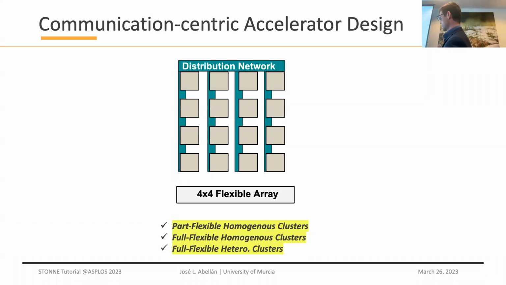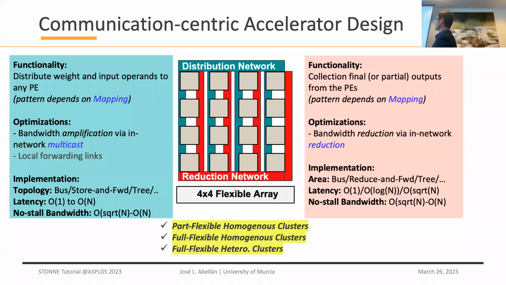But what about the collection network or the reduction network? In this case, again, we need to collect final or partial outputs from multiple processing elements at the same time. We have many different options in terms of topology that we can implement here in order to provide the lowest latency and the highest bandwidth, or implement some optimization in terms of in-network reduction. For example, in the TPU, you are temporarily, spatially accumulating, reducing the elements that are produced by a single column before the last processing element outputs the final results. So there are many optimizations.